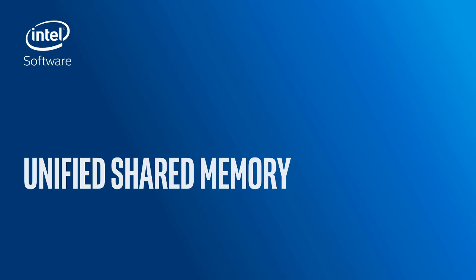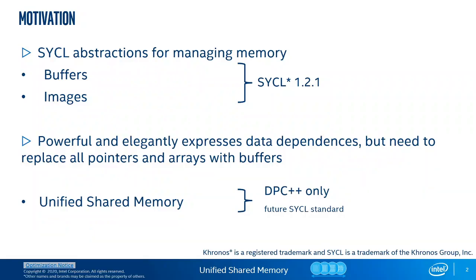Now, let's talk about one of the extensions introduced in DPC++, Unified Shared Memory. SYCL provides two abstractions for managing memory, buffers and images. Buffers describe 1, 2, or 3-dimensional arrays. Images are a special type of buffers with additional features specific to image processing. Buffers and images are powerful abstractions that solve many problems for a programmer, for example, dependencies between kernels. However, programming with buffers requires changing all interfaces in existing code to accept buffers or accessors, which may be time-consuming. DPC++ adds one more important memory management option, Unified Shared Memory, USM.